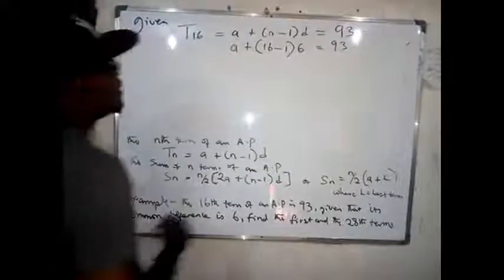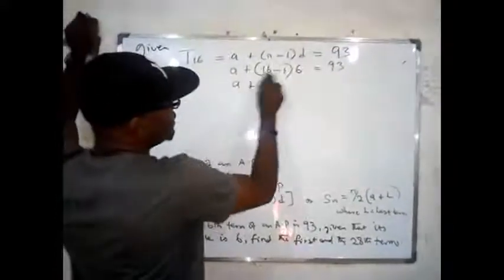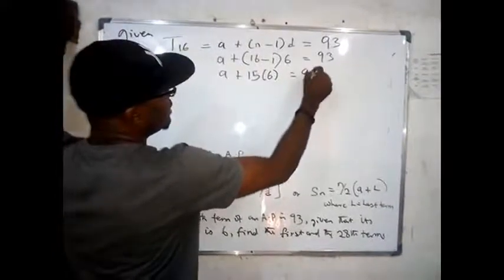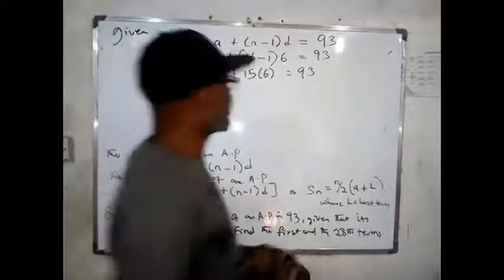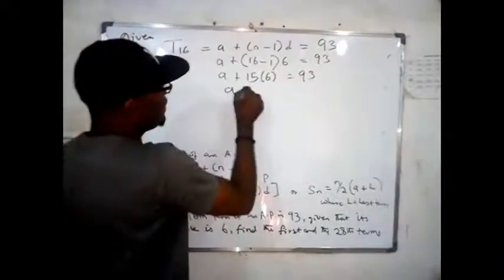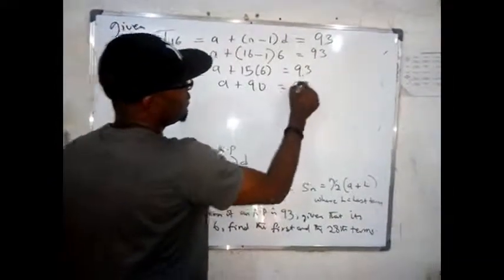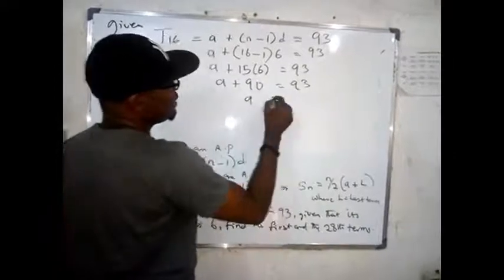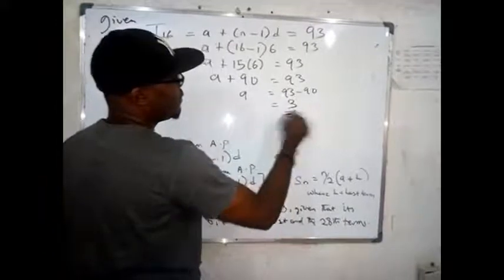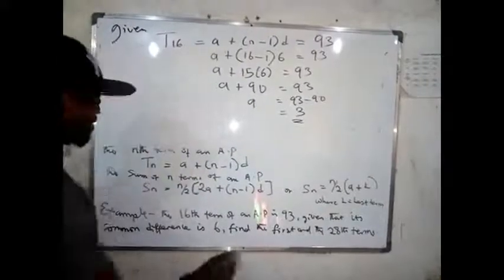So we have now a plus 16 minus 1, 15, times 6 equal to 93. Can you give me 15 times 6? 90. So we have a plus 90 equal to 93. So that a is equal to 93 minus 90, which is equal to 3. So that is the first term, and that's what we are asked to find.